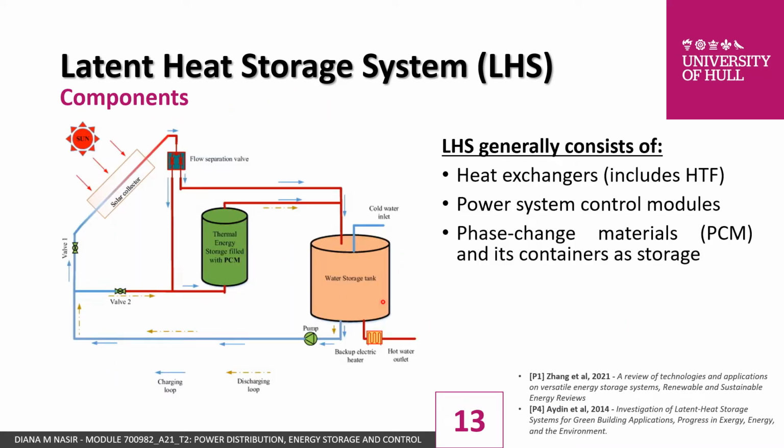We can refer to the figure on the left to look at the basic components needed for this system. The main one should be the phase change materials, or PCM for short, this medium, and also the containers as the storage. Then we need the heat exchanger, which includes the heat transfer fluid, HTF, and the pipes or conduits to transfer the HTF. We also need the power system or a control system to assist in charging and discharging the system.